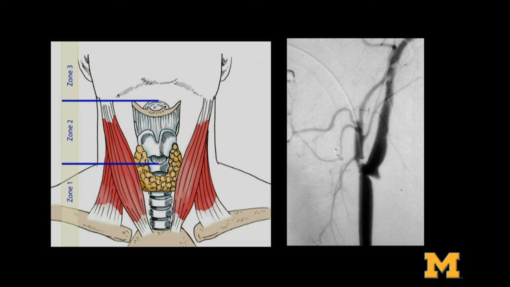This is long before the days of CTA, and the issue was that if it involved zone number 3 or zone number 1, and it was felt that the bullet was in that trajectory, we would have to do an angio, because for zone 2 injuries, they could potentially explore it. But on the other hand, zone 3 and zone 1, they couldn't. So what we would end up doing is angiography, and what we would end up looking for is to see whether or not there were things like this, which is a dissection and a pseudoaneurysm.